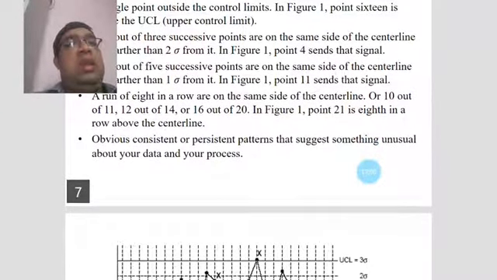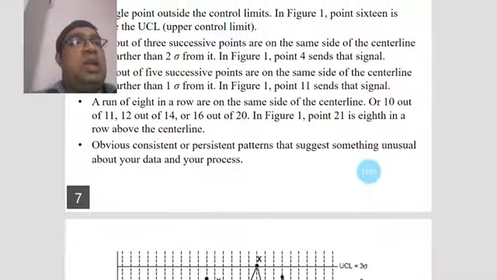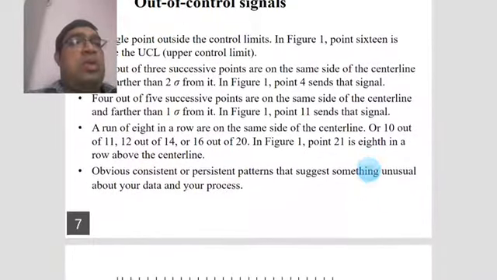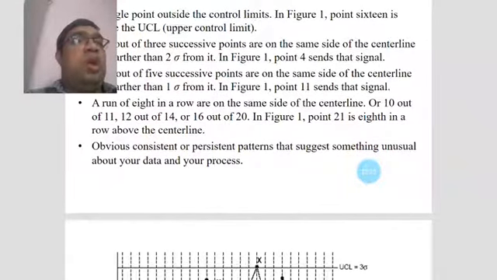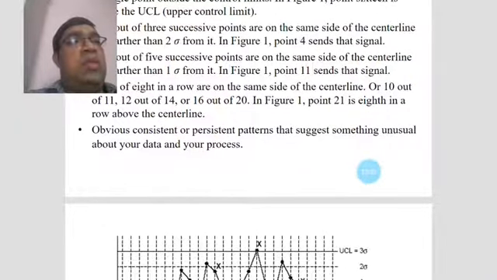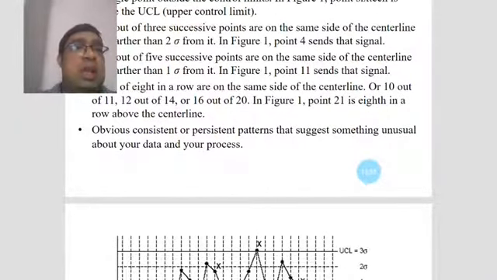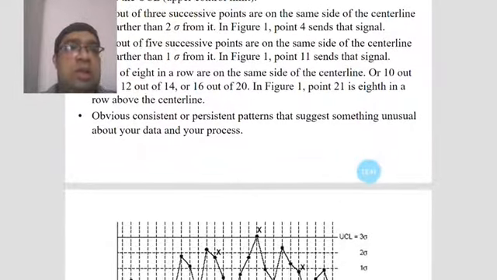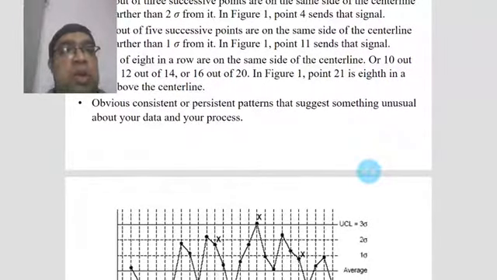A run of 8 in a row on the same side of the center line, or 10 out of 11, 12 out of 14, or 16 out of 20. In the figure, point 21 is the 8th in a row above the center line. Obvious consistent or persistent patterns suggest something unusual about your data and your process.